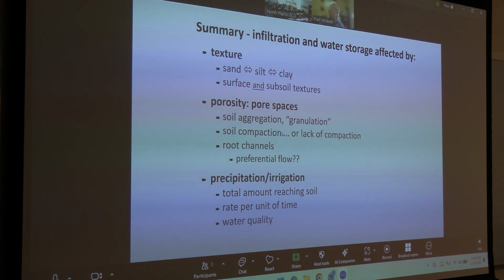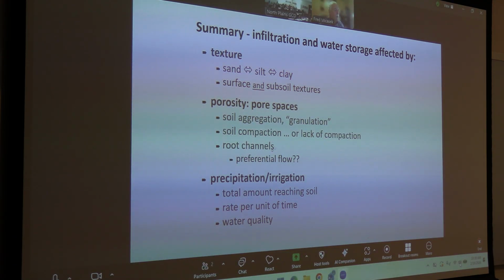And so the presence of soil compaction or the lack of soil compaction is going to have an impact on the infiltration rate, as well as the degree of soil aggregates. Our root channels may have an impact on that.